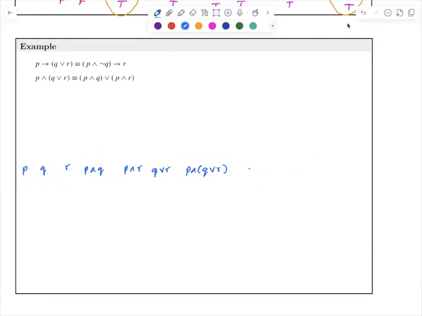Then we have P and Q or P and R. So let's begin. True, true, true, true. Then false, false, false, false. True, true, true, true, false, false. Standard combination of these statements. Then you have true, false, true, false, true, false, true, false.